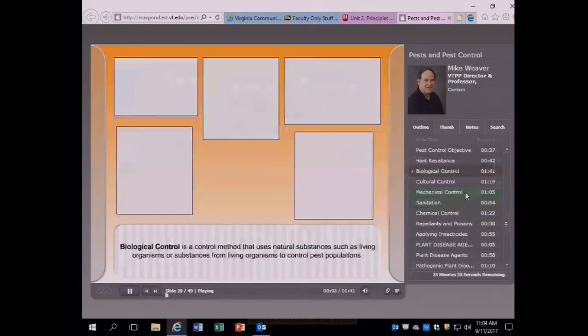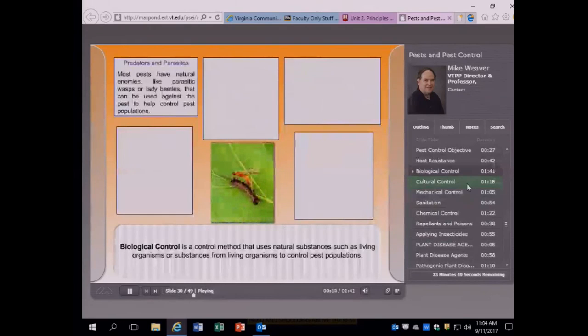Biological control is a control method that uses natural substances such as living organisms or substances from living organisms to control pest populations. Biological control measures for insects include a variety of different methods. One method is the use of predators and parasites. Most pests have natural enemies, like parasitic wasps or lady beetles, that can be used against the pests to help control pest populations.